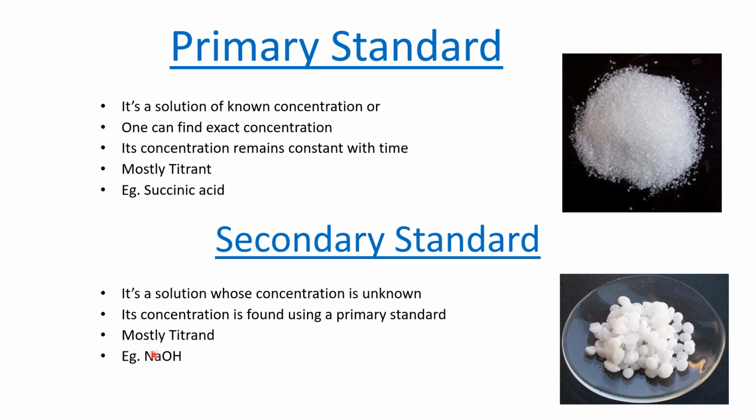Now why is NaOH a secondary standard? Because if you see here the photo of NaOH, NaOH is hygroscopic, it absorbs water. So when you weigh the amount, you do not get the exact amount. You weigh water molecules also along with it. That's why you cannot prepare an exact concentration of NaOH. So you prepare some concentration, whatever it is, and then you titrate with the primary standard and find out its exact concentration. This procedure is called standardization. Standardization is a process where you find out the concentration of a secondary standard.